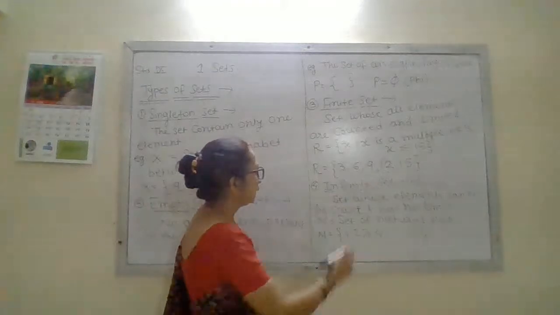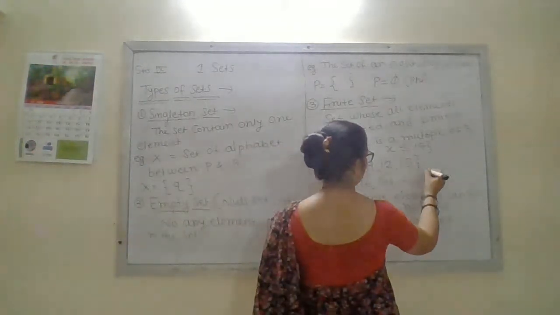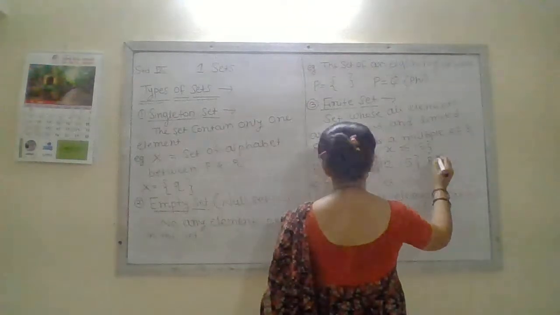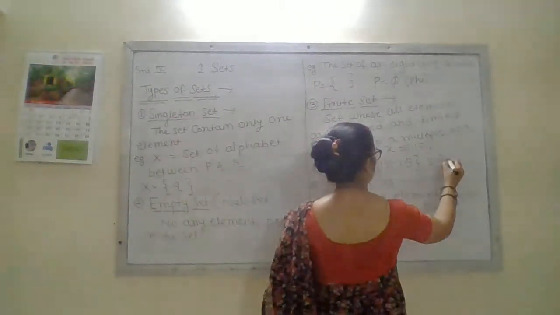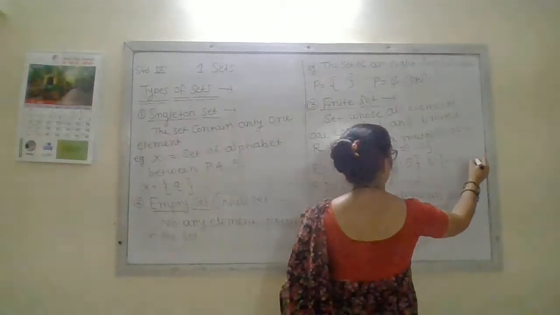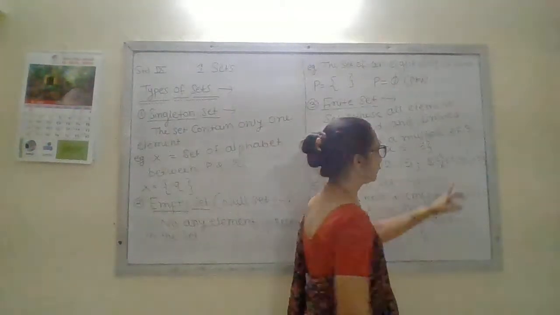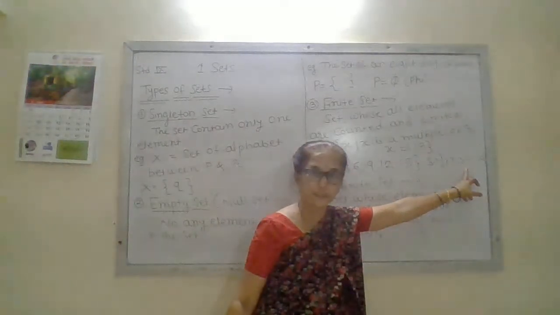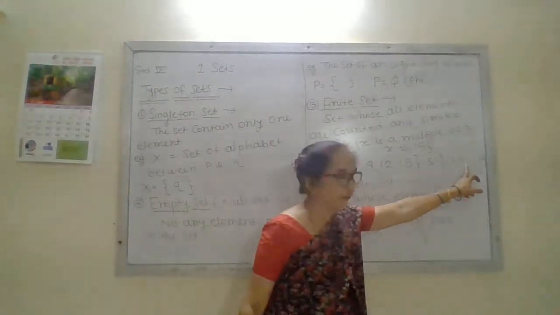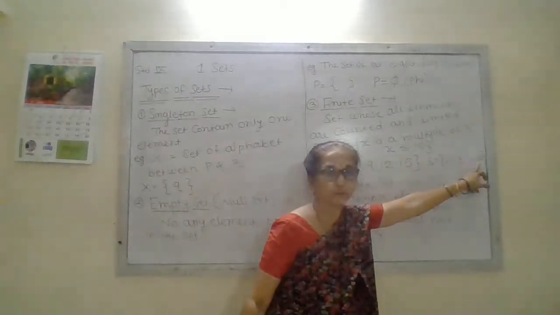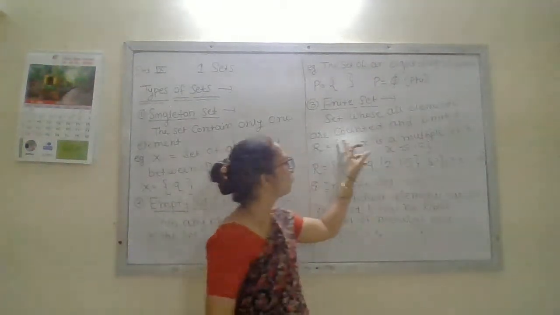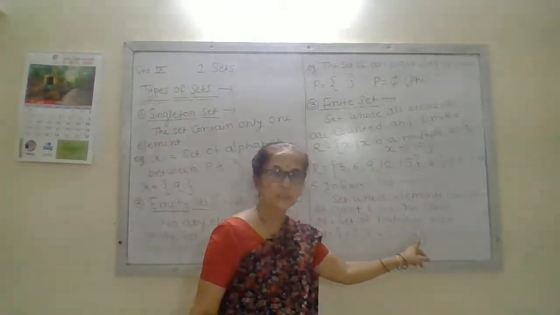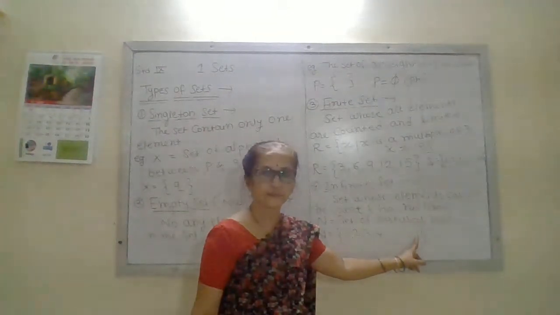But sometimes, if another example is given, such as R is equal to 1, 2, 3, dot dot dot 10, then it is again finite. Dot dot dot alone does not decide whether it is finite or infinite. But after the dot dot dot, they show the last element, and therefore it is a finite set. Here the last element is not shown, and therefore it is an infinite set.